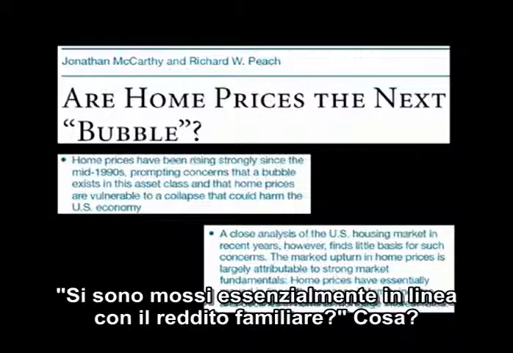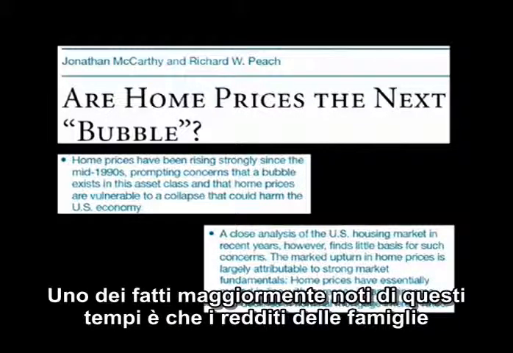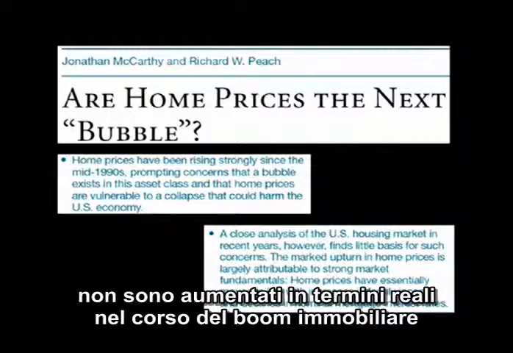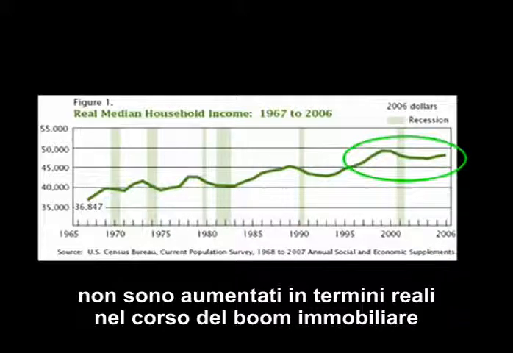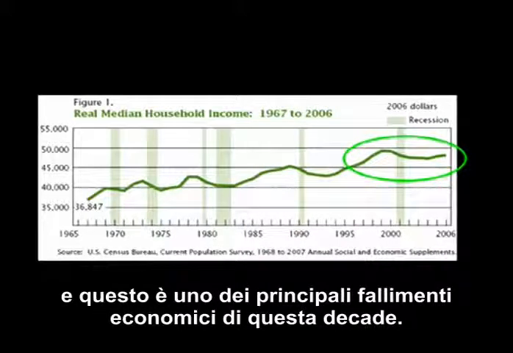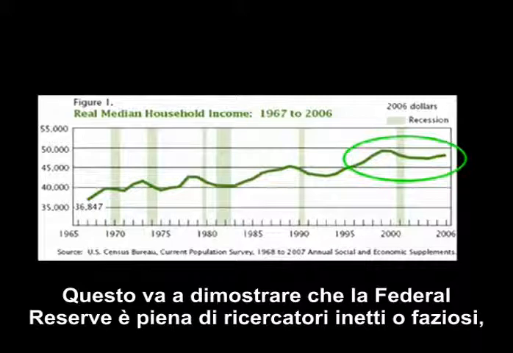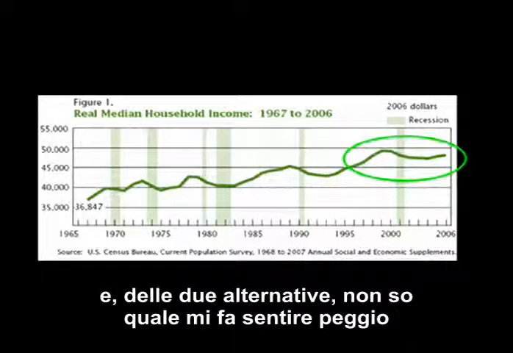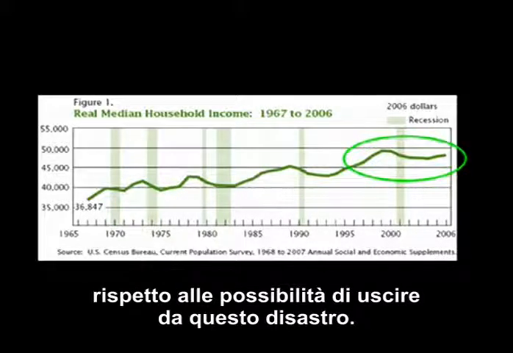Essentially moved in line with increases in family income? What? One of the most widely known facts of our time is that family incomes did not move up at all on an inflation-adjusted basis during the housing boom, and is one of the principal economic failures of the first decade of the millennium. This just goes to show that the Federal Reserve is either stocked with inept or biased researchers, and of the two, I'm not sure which makes me feel worse about our chances of safely navigating through this mess.